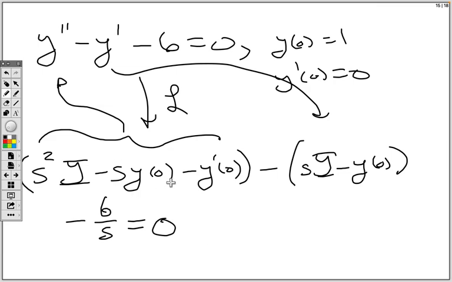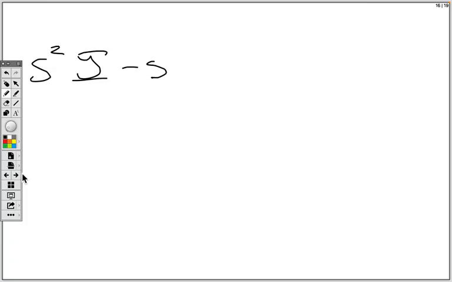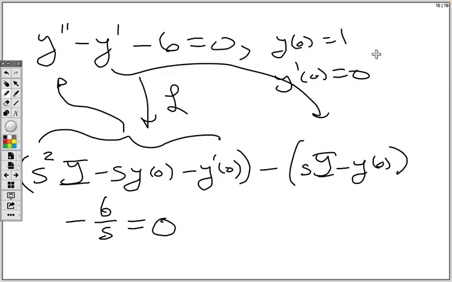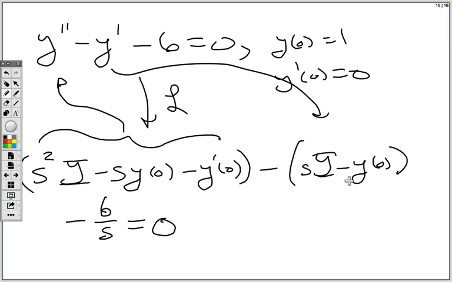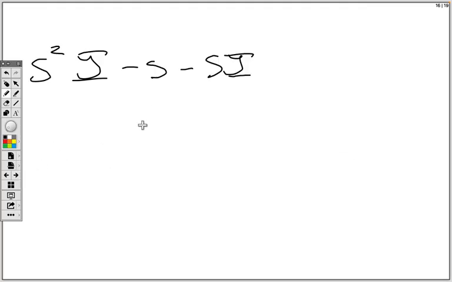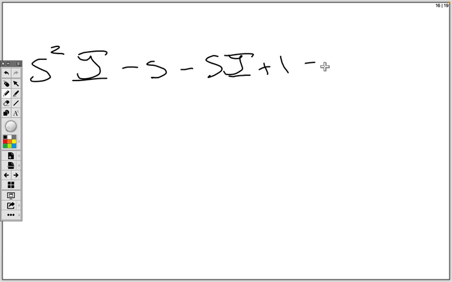Now we plug in what the y at 0 is and y prime of 0. So I get s squared Y minus s times y of 0. Y of 0 is 1, so minus s, minus y prime of 0, which is 0, minus s times Y minus a minus y of 0. So it'll be minus a minus 1, so that's a plus 1. Minus 6 over s equals 0.